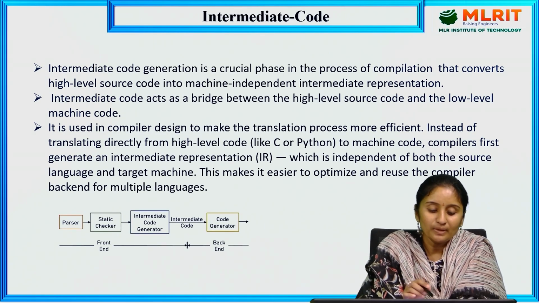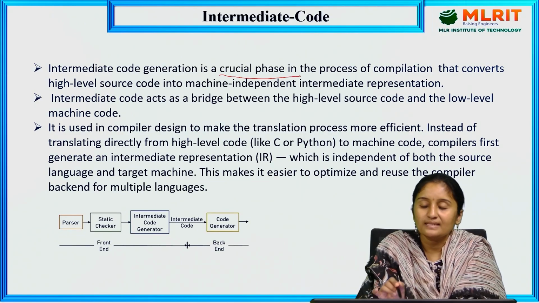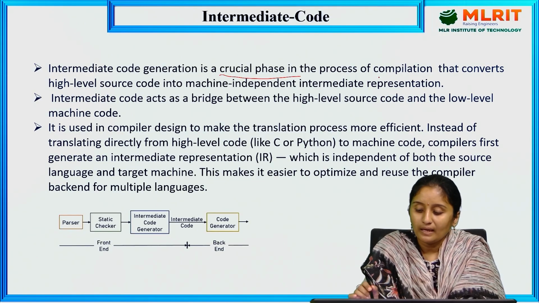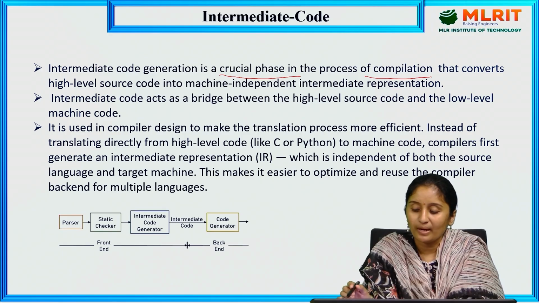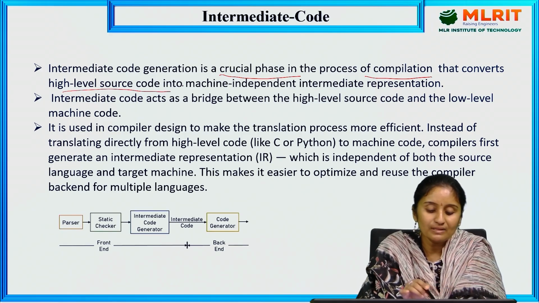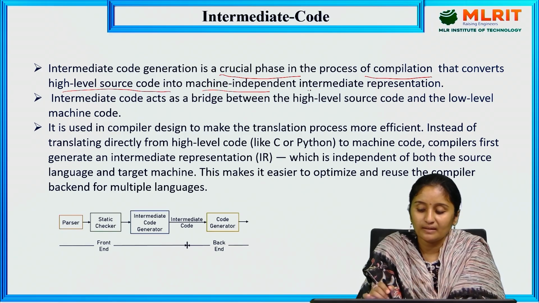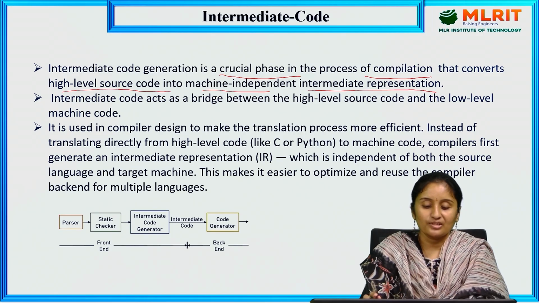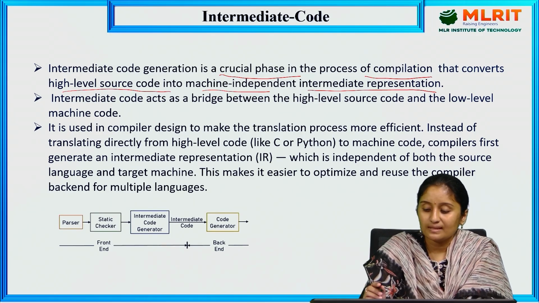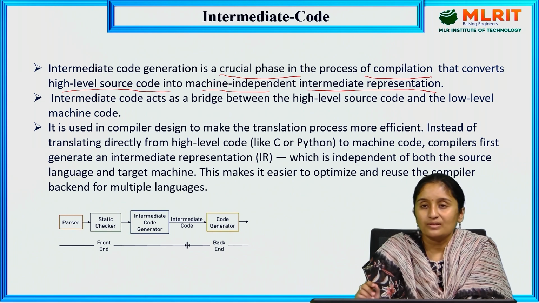Intermediate code generation is an important phase in the process of compilation that converts the high-level source code into machine-independent intermediate representation. Actually, the intermediate code is the fourth phase of the phases of a compiler.